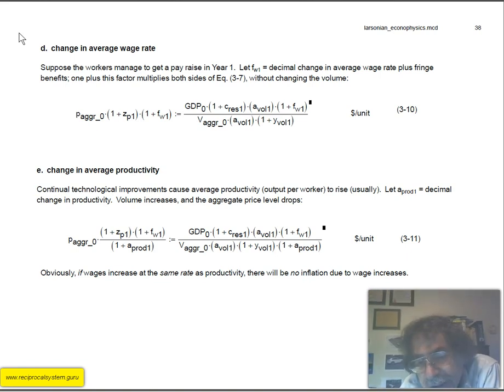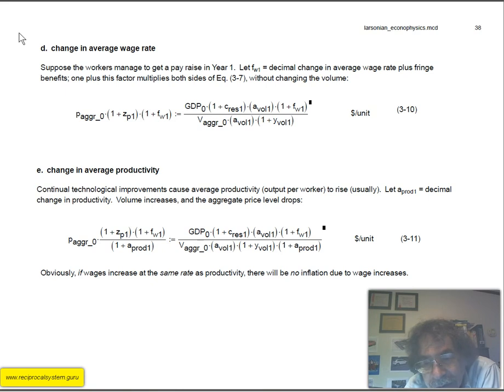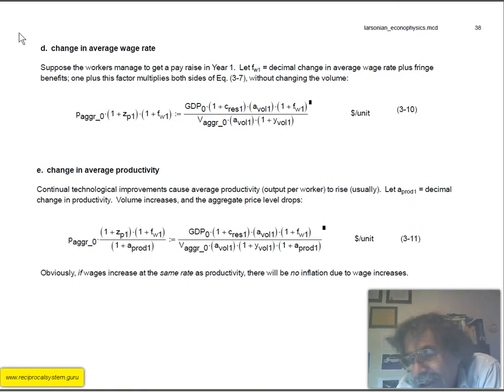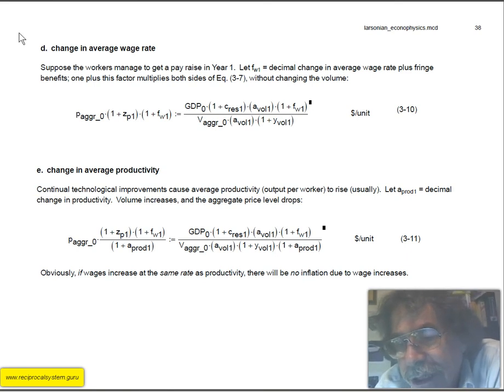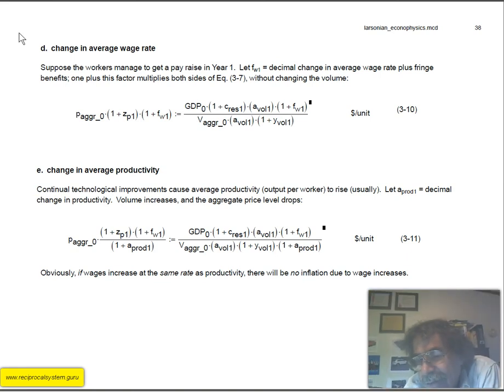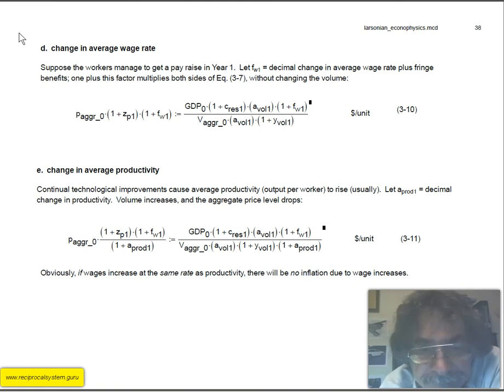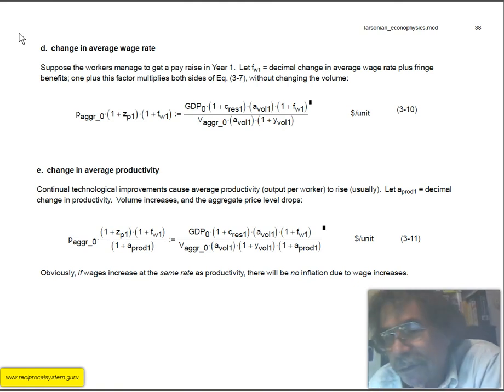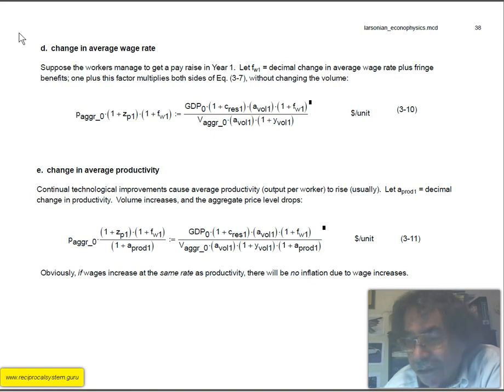Obviously, if wages increase at the same rate as productivity, there would be no inflation due to wage increases. So just take a look at that. Look on the right side of equation 3.11. You see 1 plus F sub W1 divided by 1 plus A prod 1. So if the rate of change of wages is equal to the rate of change of productivity, there's not going to be any change in the general price level. But if the rate of wage increases outpaces the rate of change in productivity, then the price level is going to go up, unfortunately. And that will mean that other workers, in fact, will have to pay for that additional amount.